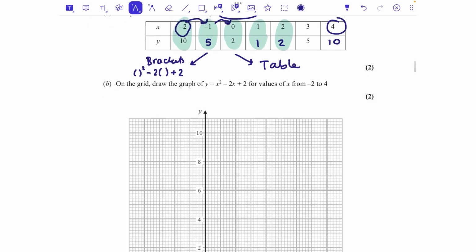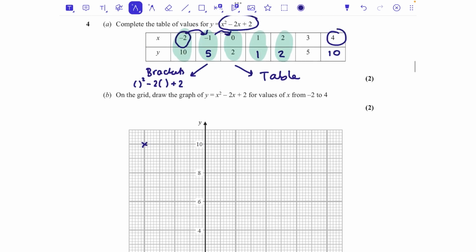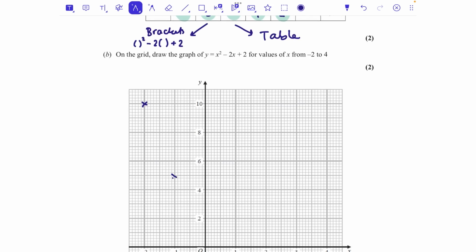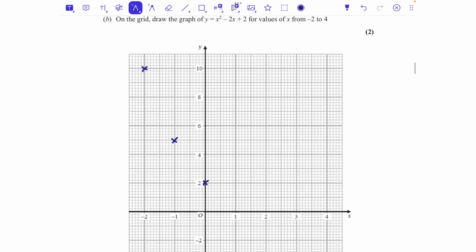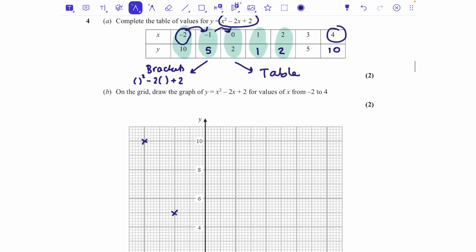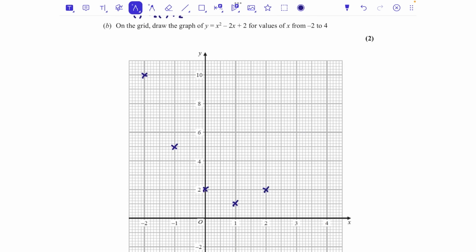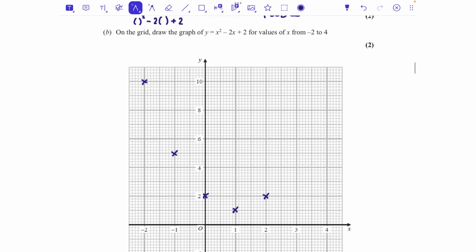So let's plot minus 2, 10 is there. Minus 1, 5 is there. 0, 2. 1, 1. 2, 2. 3, 5, and 4, 10. And we were expecting, because it's a quadratic, we were expecting it to come down and go back up, joining all those points with a nice smooth curve.